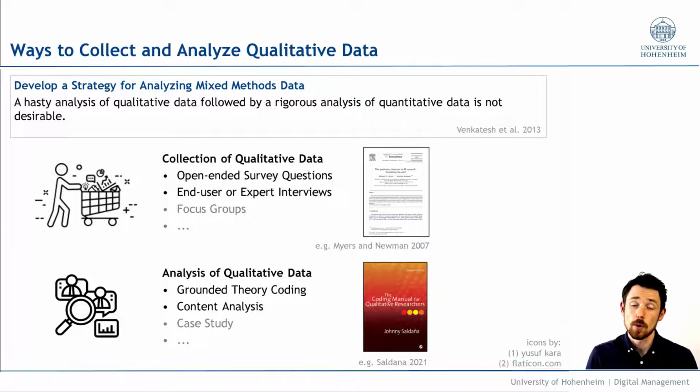There's a book that I can recommend here that describes different ways of coding qualitative data. One example would be a grounded theory coding with open codes, and then axial or theoretical coding as a follow-up to that. And a second option would be content analysis, where you already know the categories that you want to analyze. And other examples also exist for the analysis of qualitative data. So just make sure that you do a thorough job of analyzing the qualitative data if you're interested in conducting mixed methods research.